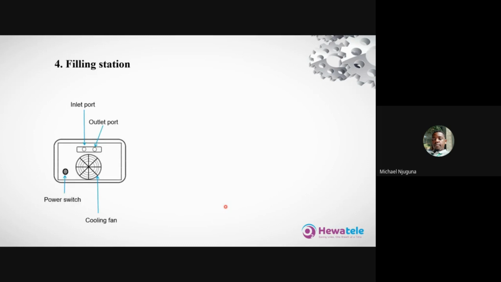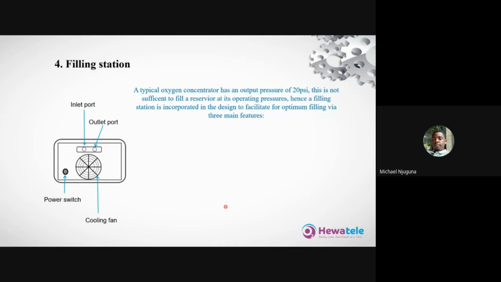So why do we need a filling station in this setup? Why don't we just connect the oxygen concentrator directly to the reservoir tank? The reason is that we need to be cognizant that a typical oxygen concentrator has an output pressure of 20 psi. And this is not sufficient to fill a reservoir at its operating pressures. Hence, a filling station is incorporated in the design to facilitate optimum filling via three main features found in the filling station.